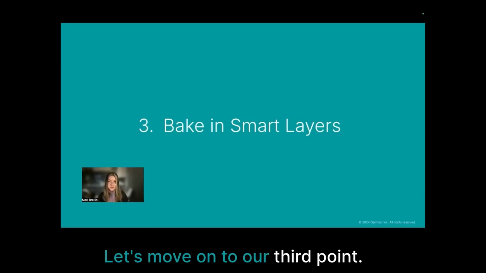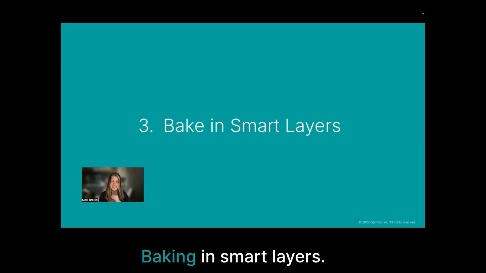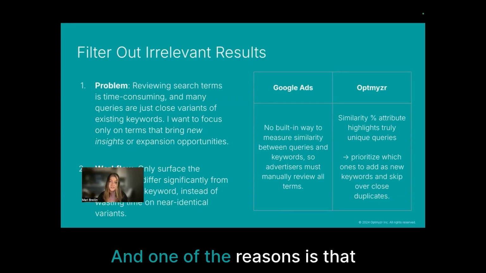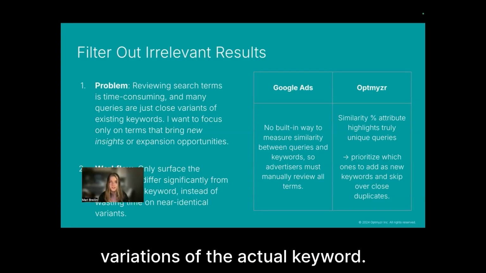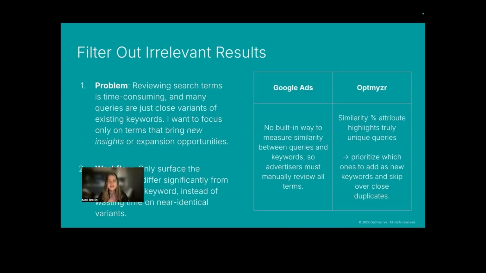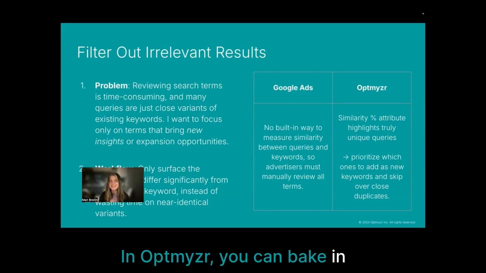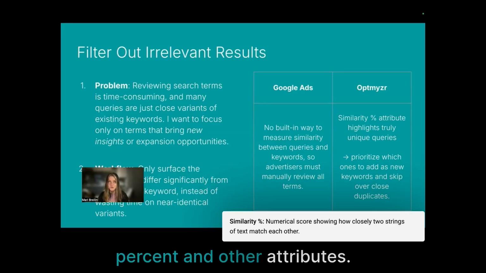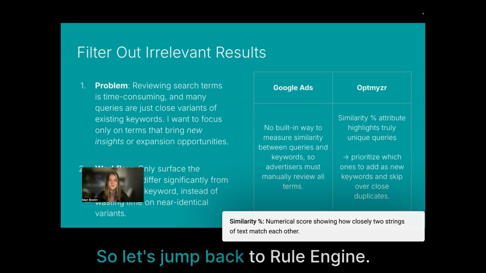Let's move on to our third point, baking in smart layers. Search query analysis can easily be one of the biggest time drains there is. And one of the reasons is that most queries are just small variations of the actual keyword. In Optmyzr, you can bake in something called similarity percent and other attributes. So let's jump back to rule engine.